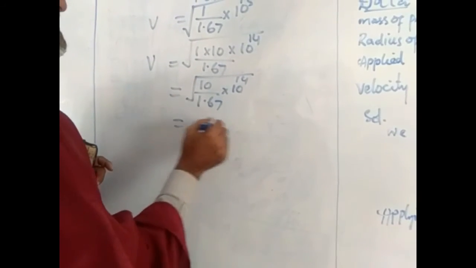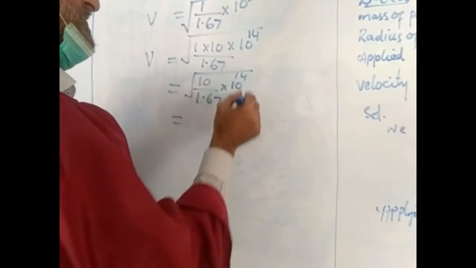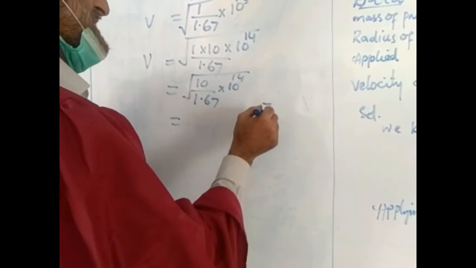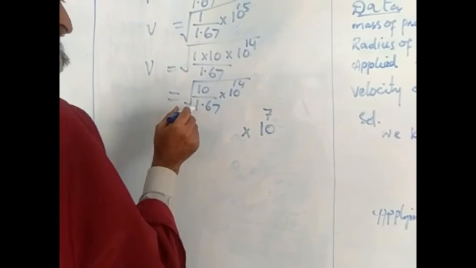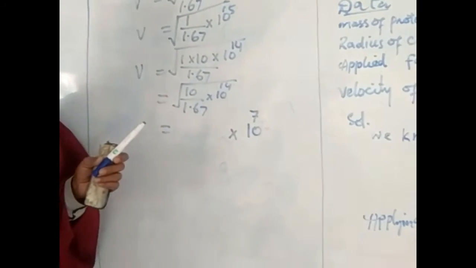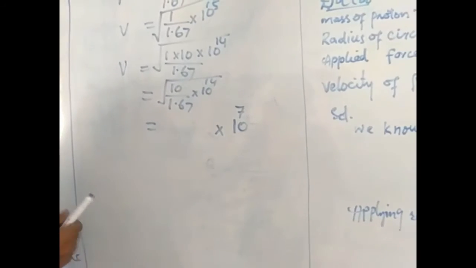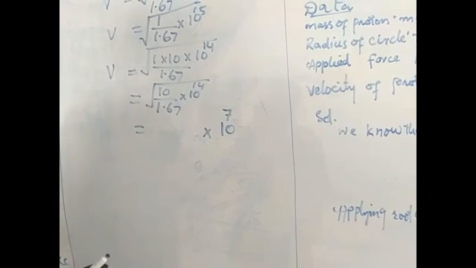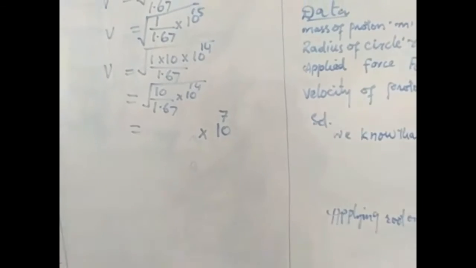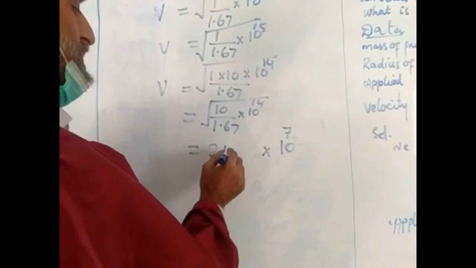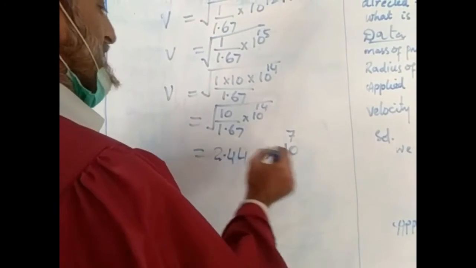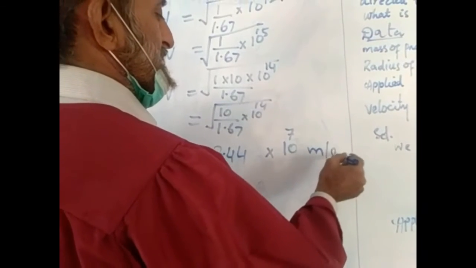On applying root, 10 power 14 will become 10 power 7. 10 is divided by 1.67. V is equal to 2.44 into 10 power 7 meter per second.